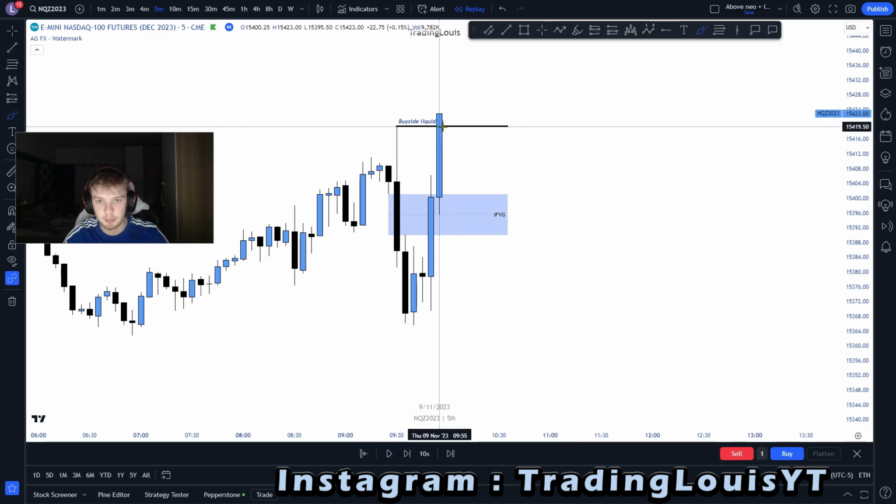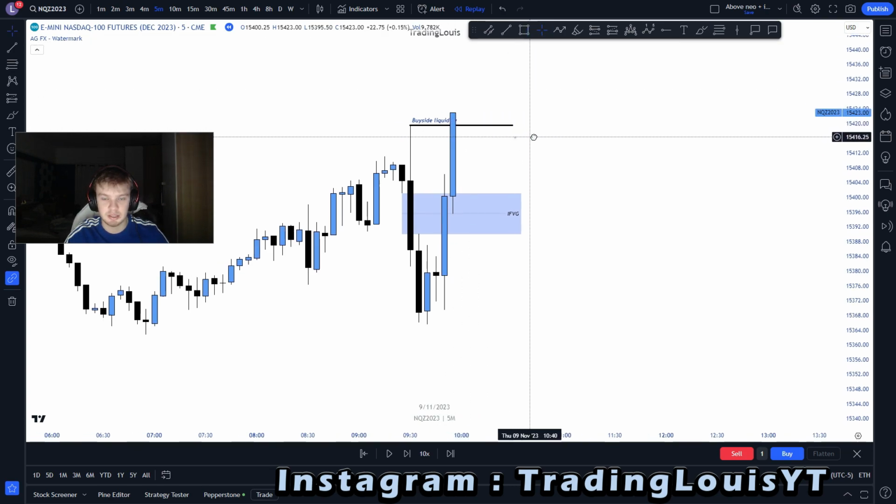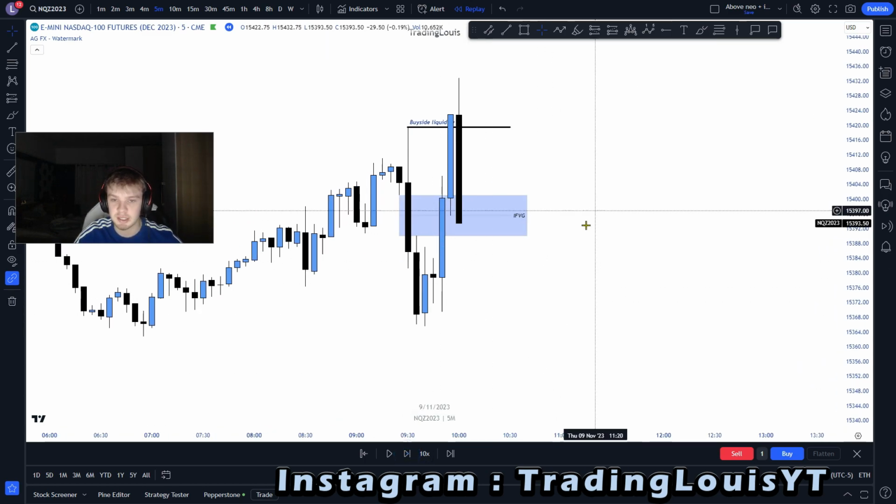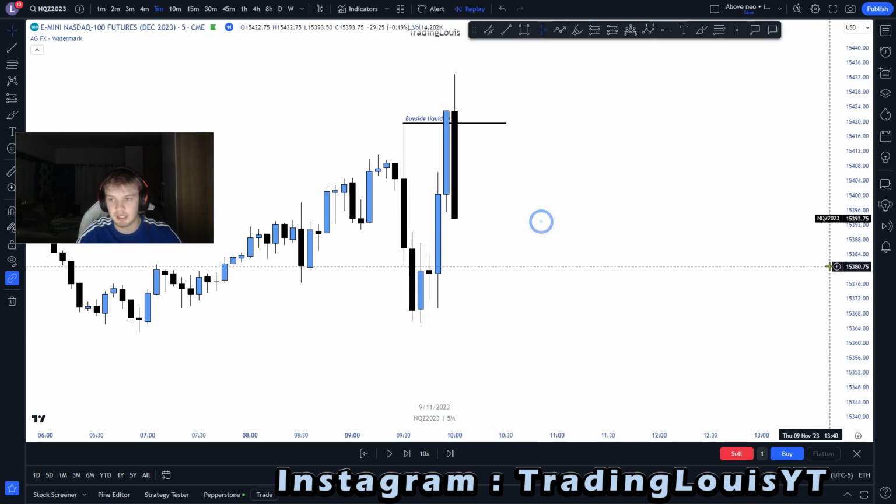And as you can see, price then takes out liquidity. So because price took out this main liquidity here, this inversion fair value gap would now be invalid, and I would not take it again. Even though price came back and tapped into it, I would not take it again.